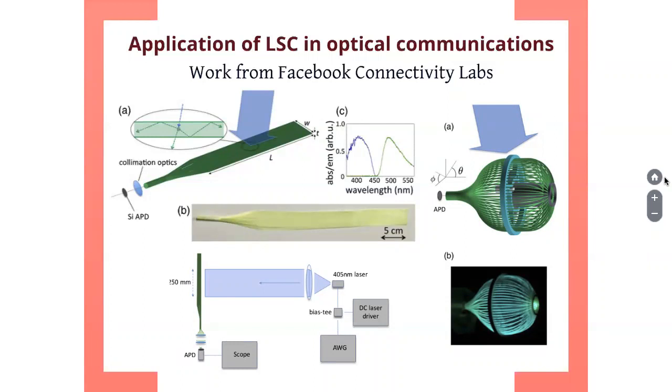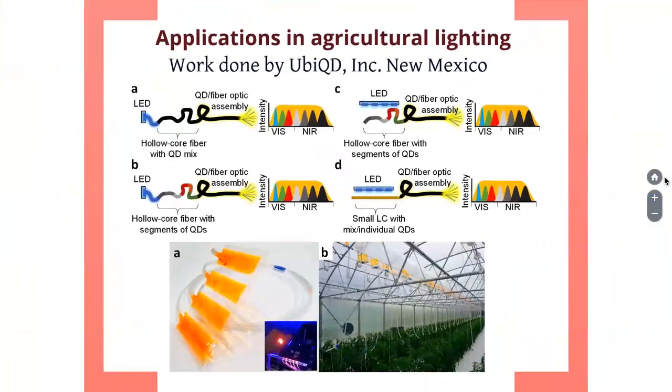So this is an actual application outside solar for communication. This just came out, I think, in 2016 or 2017. So very active area of work. The last application I want to talk about is in agricultural lighting. This comes from some work done by a company in New Mexico, Los Alamos QD. Now, of course, QD stands for quantum dots.